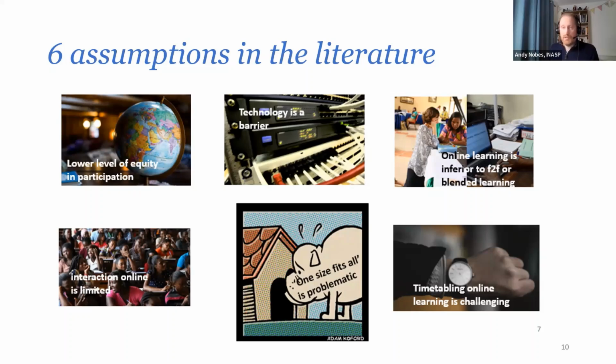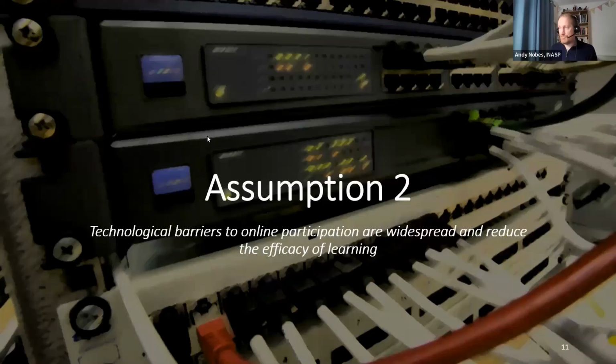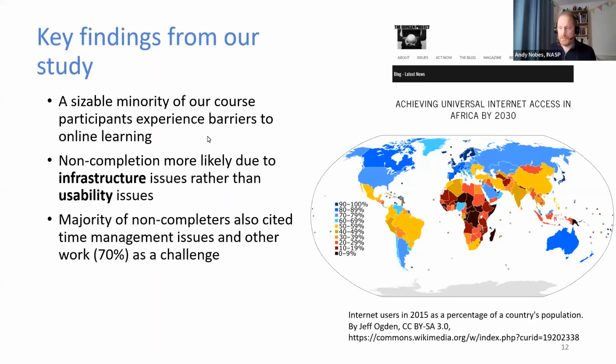And we're going to look very briefly at assumption 2, which was that technological barriers to online participation are widespread and reduce the efficacy of learning. And here are some of the findings, and I'll focus on a few of these key findings as we go through. So first of all, our choice of Moodle to run our online courses reflects the popularity of the application around the world, especially in the Global South. And all of our courses are characterized mostly by a text-based yet interactive approach to present the learning activities.